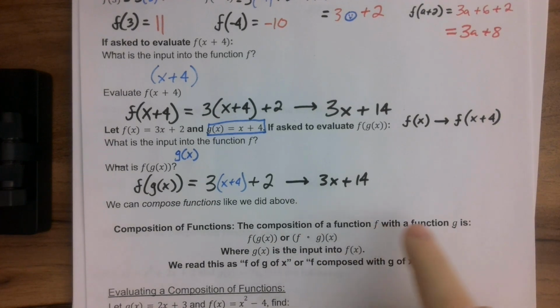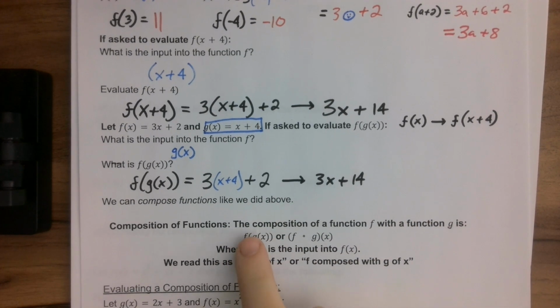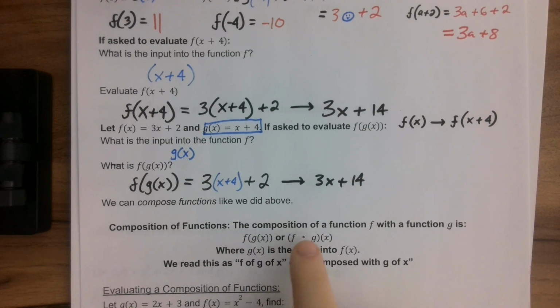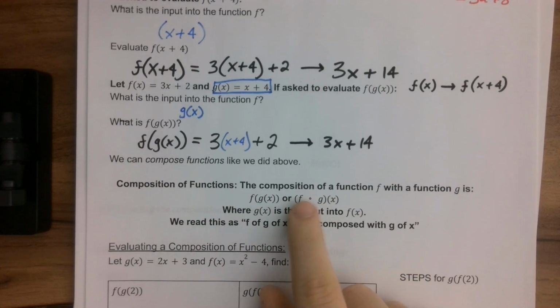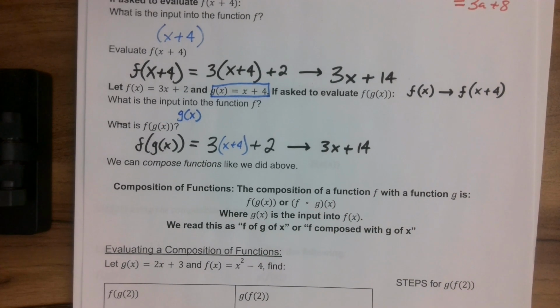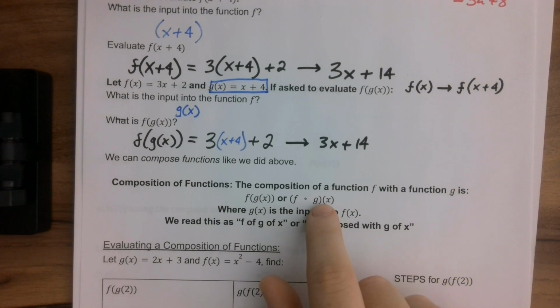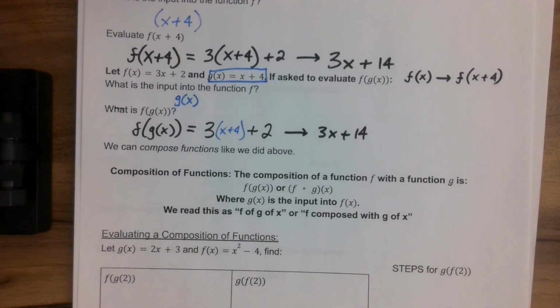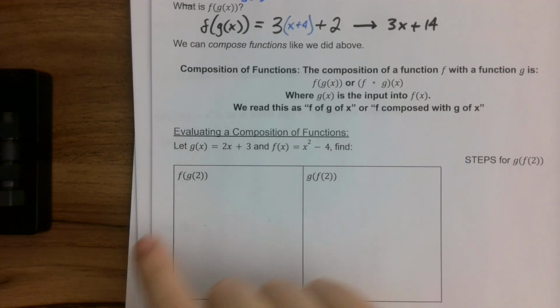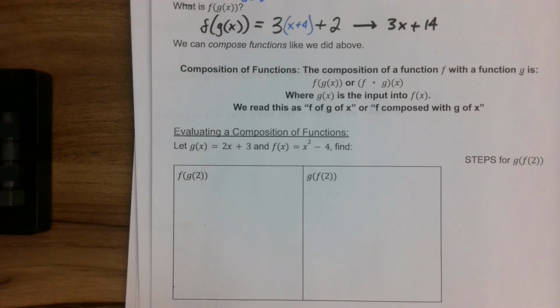The composition of a function f with g can be written two different ways. You'll see me writing it more often like this, f of g of x. It just means to plug g of x into f of x. Or f composed with g of x, where this little dot means composed with. F composed with g is the same as saying f with g of x inside of it. So whatever comes second is what you're putting inside of the first function. So let's take a look. Let's say we've got two new functions. G of x is 2x plus 3, and f of x is x squared minus 4.